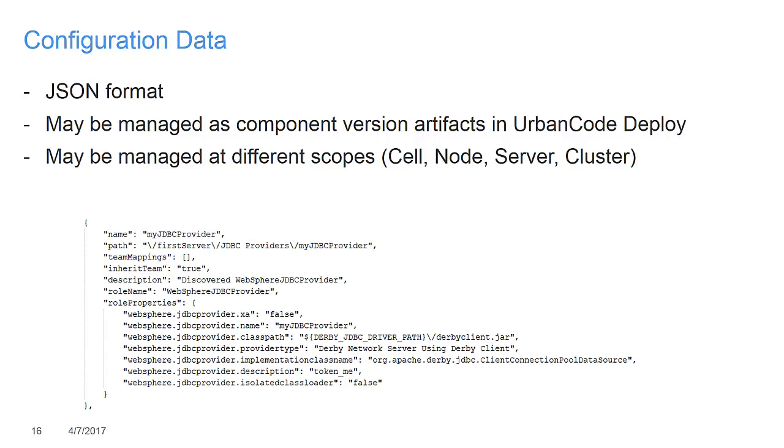And with these different components, they may have a component version artifact in UrbanCode Deploy, which would be one of these configuration data JSON files. So you could have a cell component in UrbanCode Deploy, and that component could contain a version, let's call it version 1.0, and version 1.0 could have a cell.json file, which is your configuration data in this JSON format.